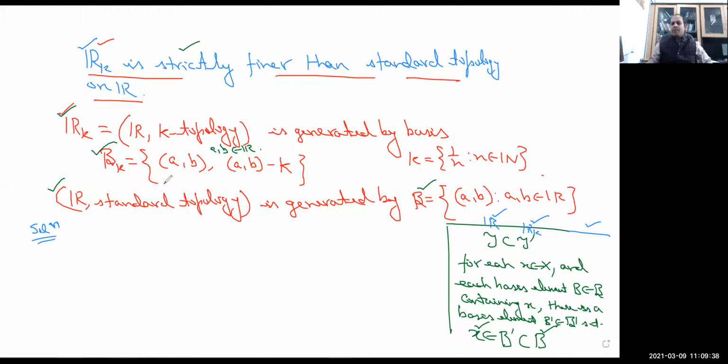So let us take any member. Let us start from, say, X equal to 0. 0 is a real number. So let me check this X. Let me take this X as 0 and just check whether, for all those basis members which contain 0, whether B dash exists or not.